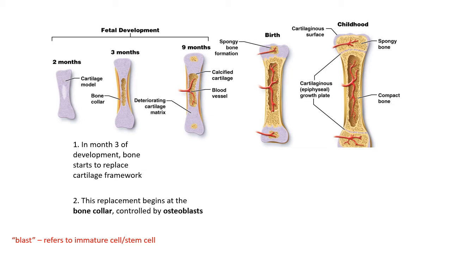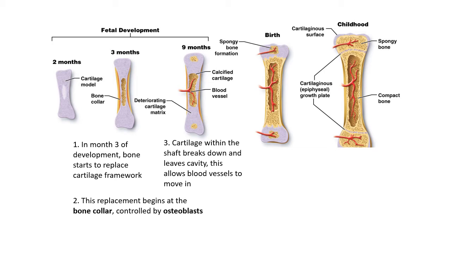These osteoblasts are going to be hard at work. By the time we get to 9 months, the cartilage within the shaft itself has basically completely disappeared, and it's left a cavity. That cavity is really important because it allows blood vessels to invade and situate themselves inside that bone. Those blood vessels need to pick up red blood cells from the bone marrow, but they also need to deliver nutrients and carry away waste.